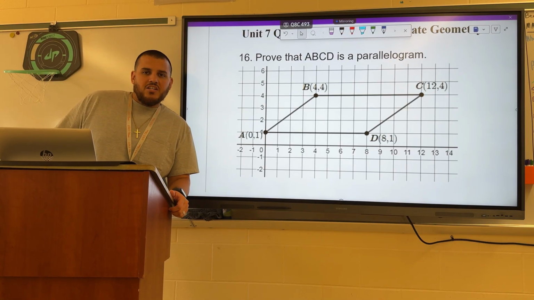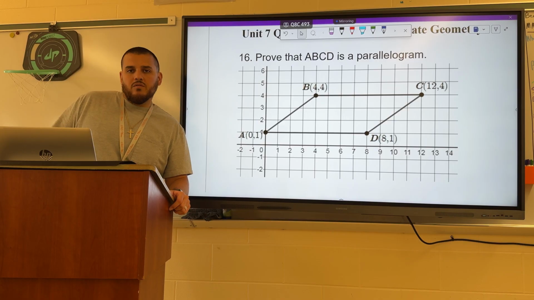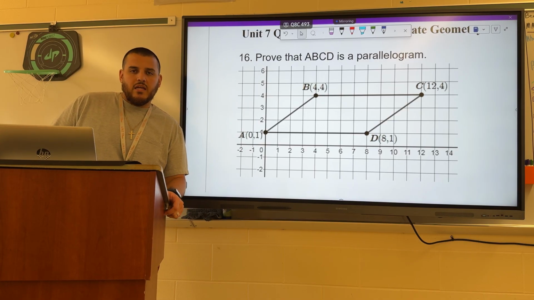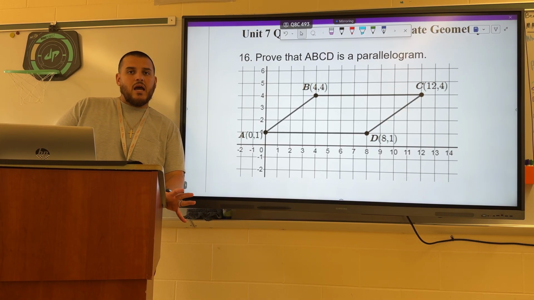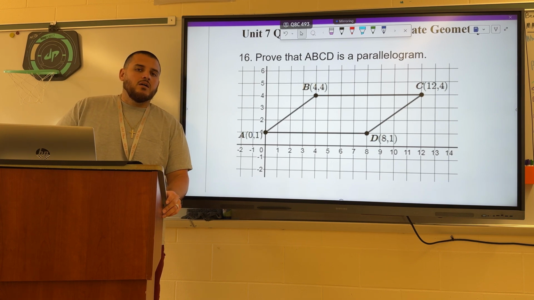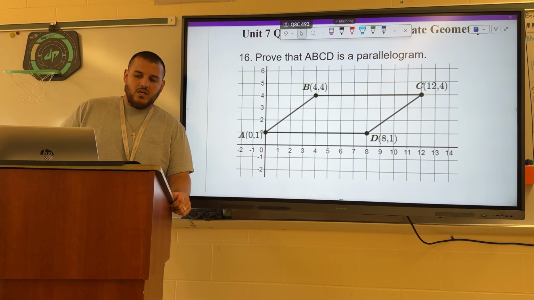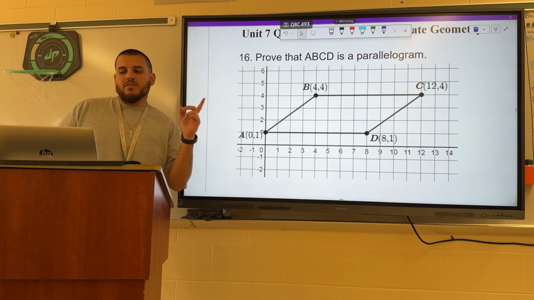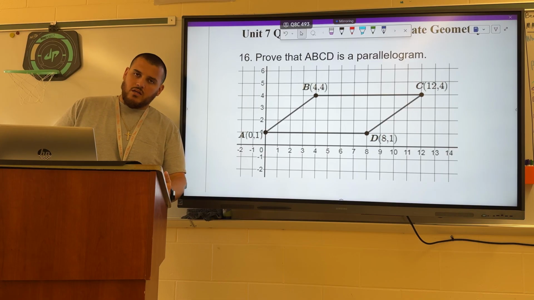We're in the home stretch here of our study guide work. We're going to be proving shapes on the coordinate plane. If you can understand and grasp how to do this here, then you truly have a good understanding of all of these special quadrilaterals here in Unit 7. We're going to prove that this shape is a parallelogram.